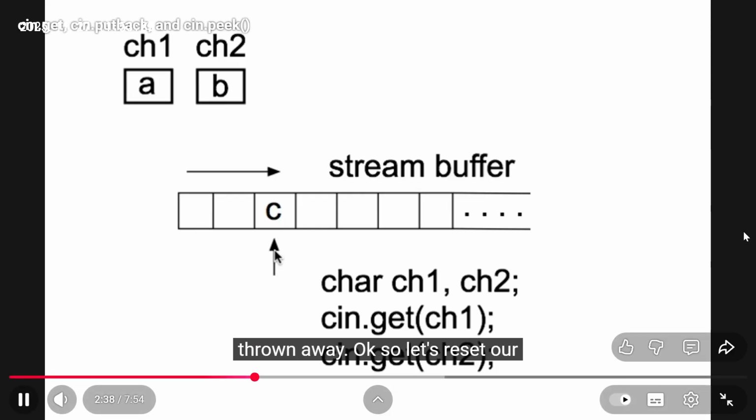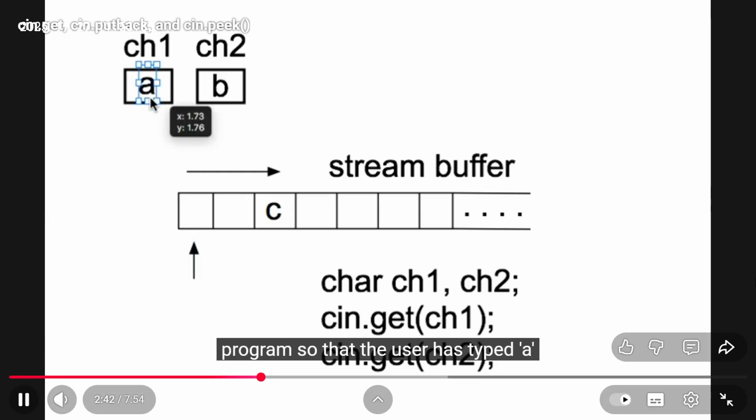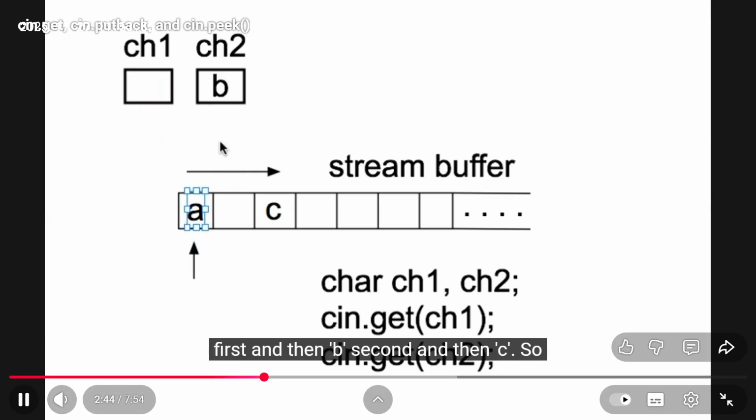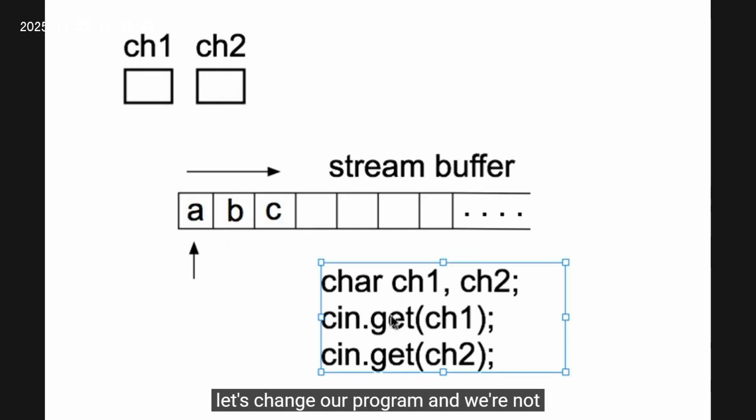Okay, so let's reset our program so that the user has typed A first, and then B second, and then C. So the first thing to be read will be A. But let's change our program.